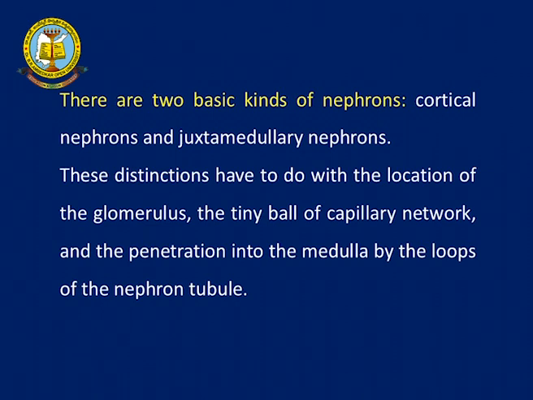The cortical nephrons and the juxtamedullary nephrons. The distinction has to do with the location of the glomerulus, the tiny ball of capillary network, and the penetration into the medulla by the loop of the nephron tubules.